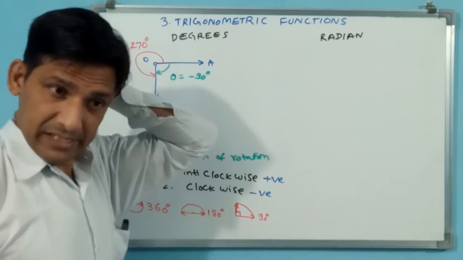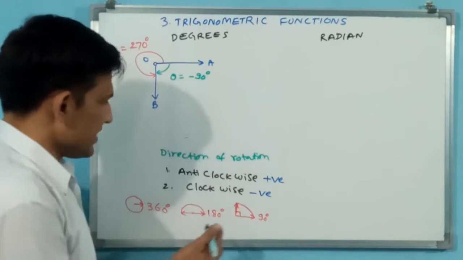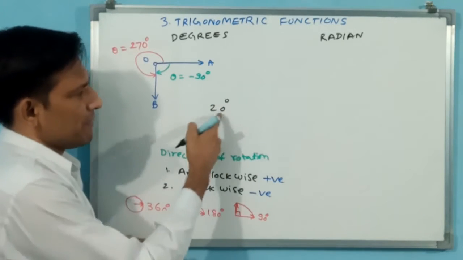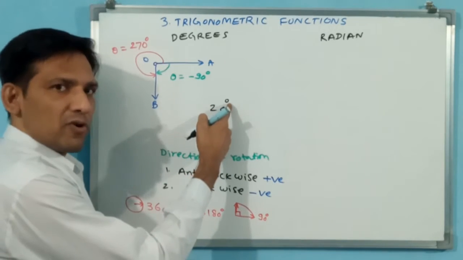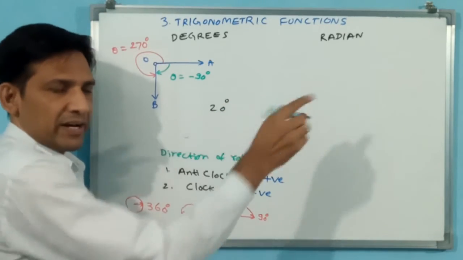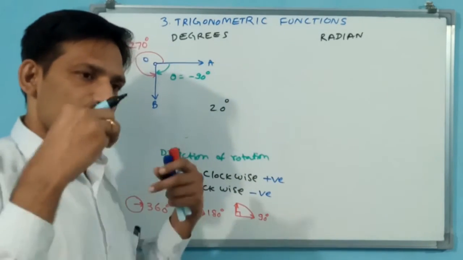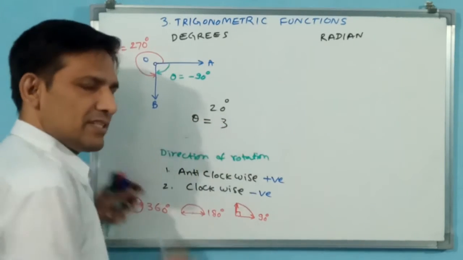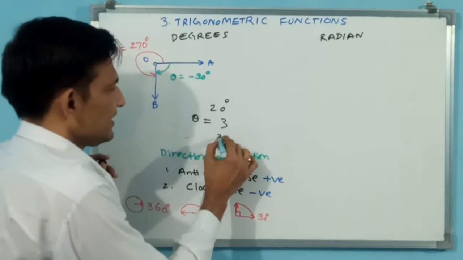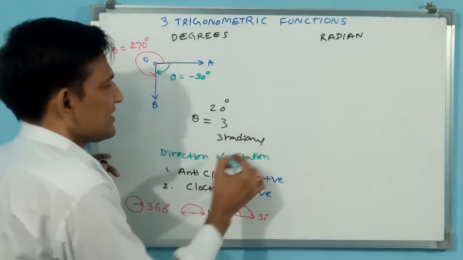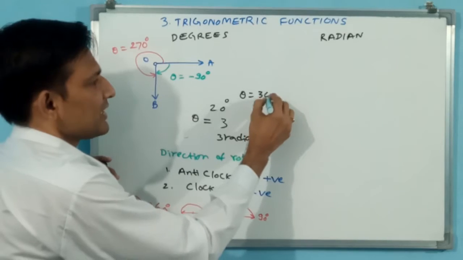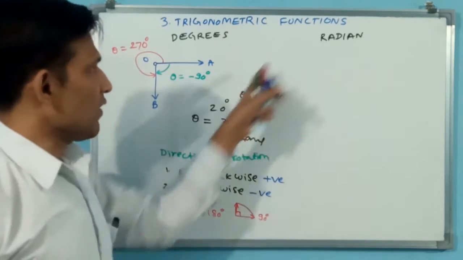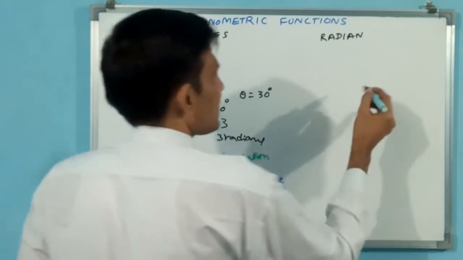Otherwise they will mention degrees with a small o on top, like 20 power small o, which represents degrees. For radian there is no symbol. If you write theta is equal to 3, this means 3 radians. Theta is equal to 30 degrees means this is degrees. Like this you have to understand. What is radian? Yes, let us understand radian first.